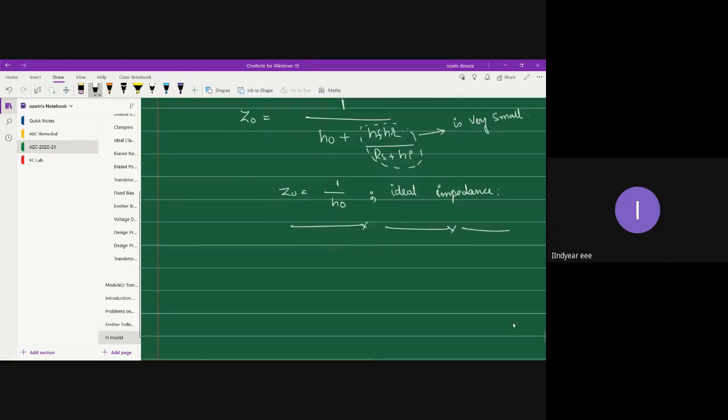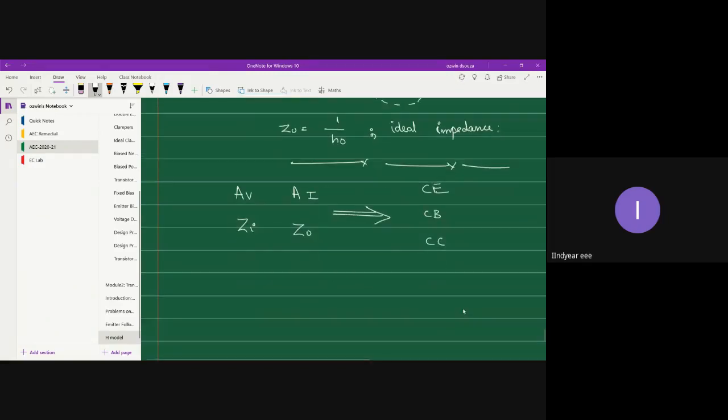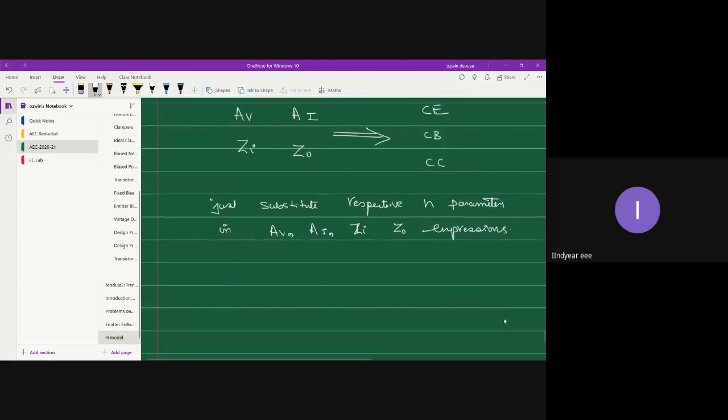So whatever you have calculated, AV, AI, ZI, Z naught, can be extended to common emitter, common base, or common collector. All you have to do is just substitute the respective H parameters in the AV, AI, ZI, Z naught expressions. All right, so only that is what you are supposed to do.